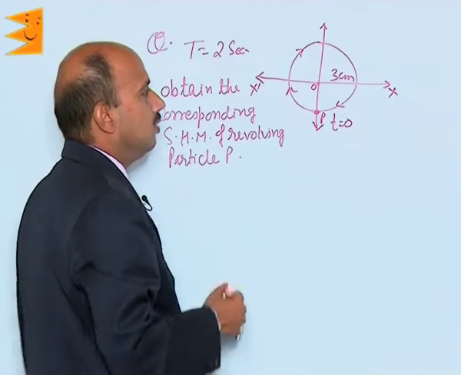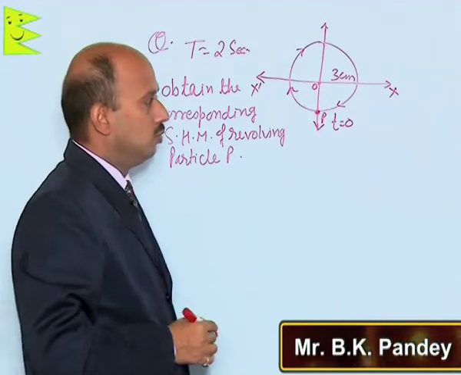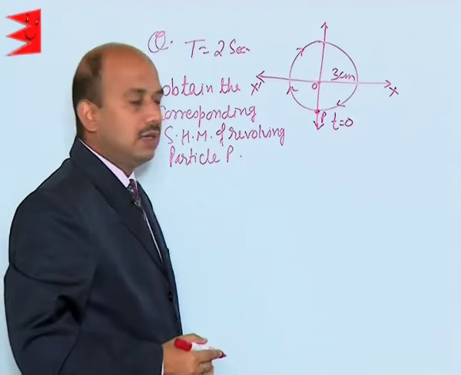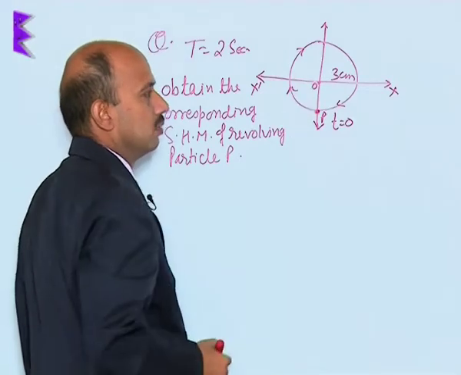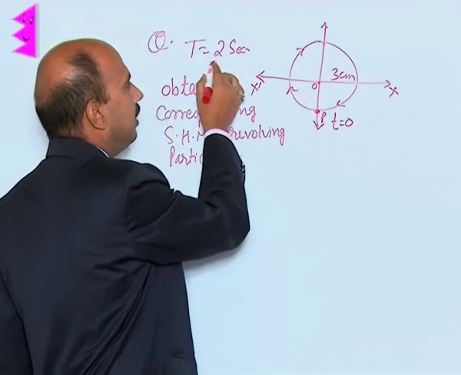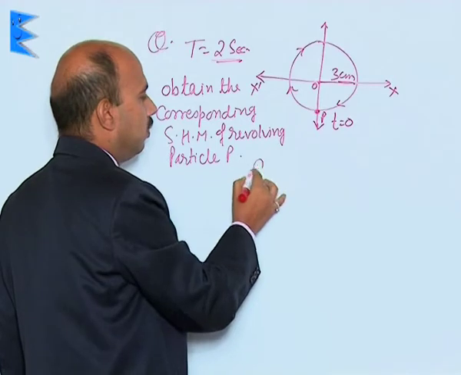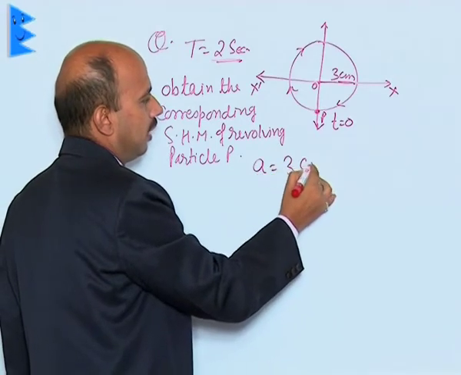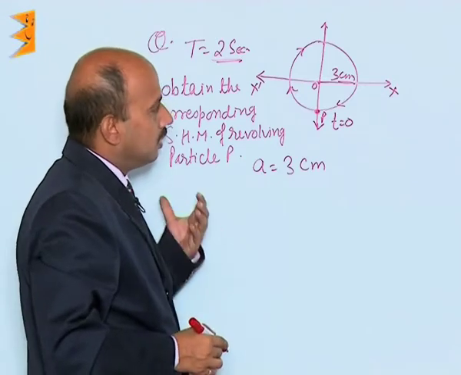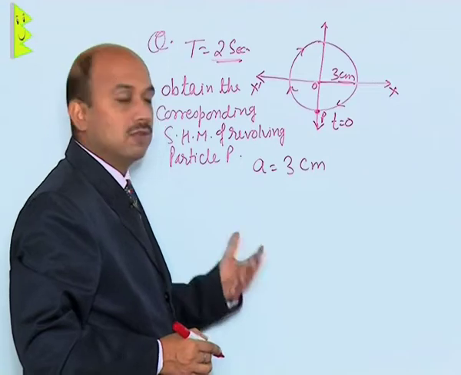Now see here, in this case a particle P is initially at this point at t equal to 0, which is moving in a circular path in clockwise direction. The time period of the particle is given as 2 seconds and its amplitude A is equal to 3 centimeter. Now, you have to find the displacement for the simple harmonic motion executed by this particle.